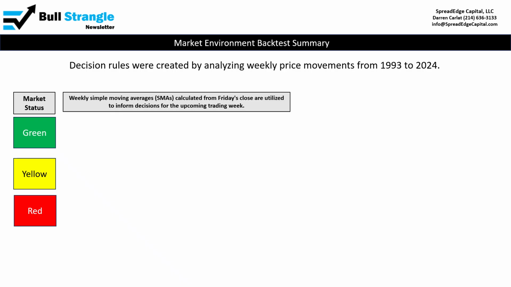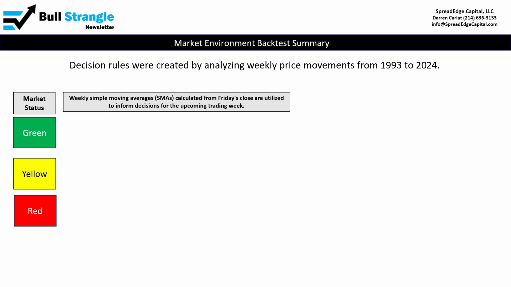Okay, the way that I have chosen to evaluate the market environment is explained in detail here on this slide. I used weekly prices from 1993 to 2024, so 31 years, on the S&P 500, and I analyzed them to establish decision rules based off of market conditions. I looked at simple, weighted, and exponential moving averages to identify reliable market signals. I used the 50, 100, and 200-day simple moving averages, which seem to yield the best results.